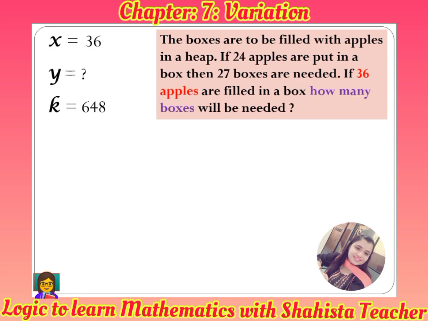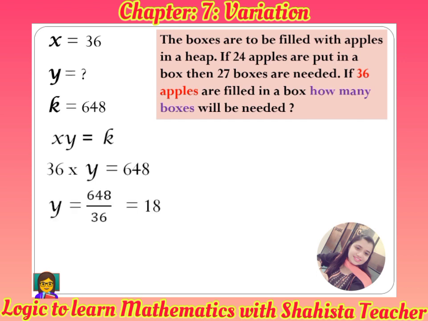So x is equal to 36. We are going to find y, and k is equal to 648. Now again use this formula, xy is equal to k. So 36 multiplied by y is equal to 648. Now here we divide, y is equal to 648 upon 36, that is equal to 18.